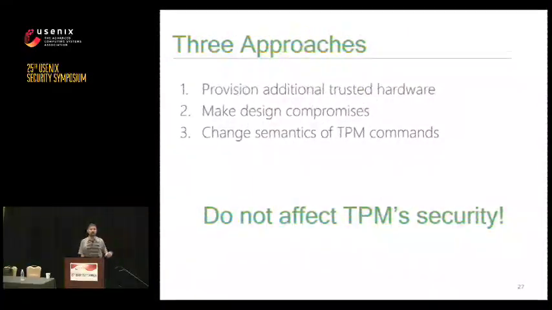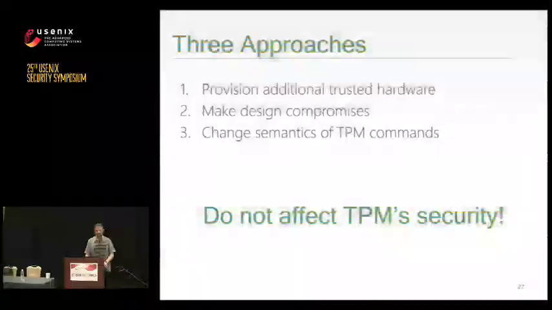Okay, so we used three approaches. I told you about how we went to the SoC vendors and said, hey, you can put an eMMC controller, give us a secure fuse, and give us a secure form of entropy, and we did that. But we used two other approaches. We made design compromises in the TPM. This was a trick that we took advantage of. And then we changed the semantics of some of the TPM commands.